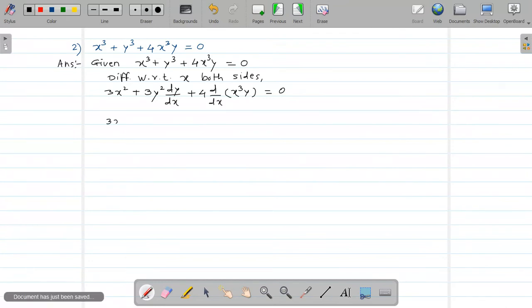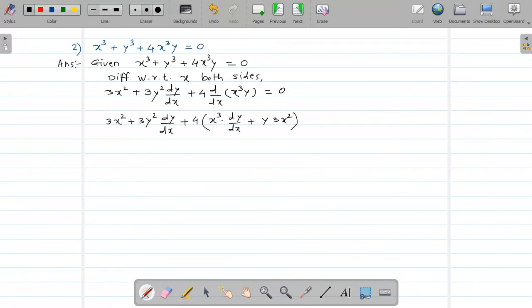So 3x square plus 3y square into dy by dx, plus, now 4 as it is, now in the bracket use the u into v rule. So by that u into v rule, now keep x cube as it is into the derivative of y with respect to x, plus, now keep y as it is into the derivative of x cube, which is 3x square. See this carefully, the u into v rule, and the right hand side is 0.